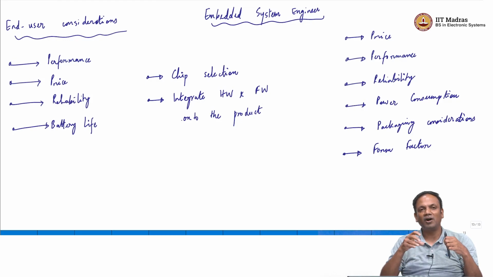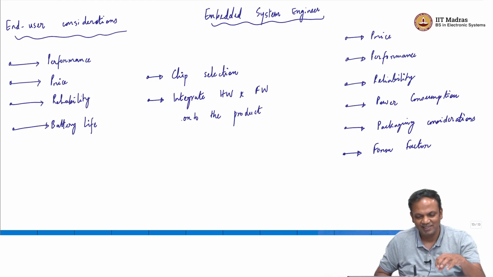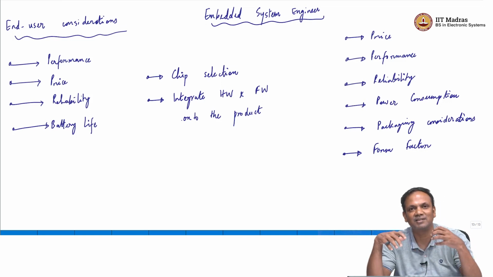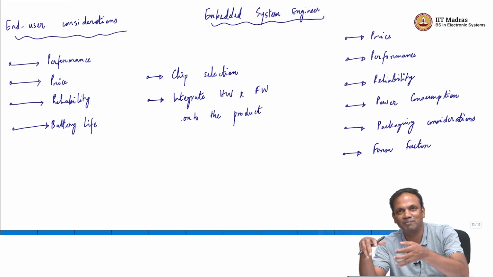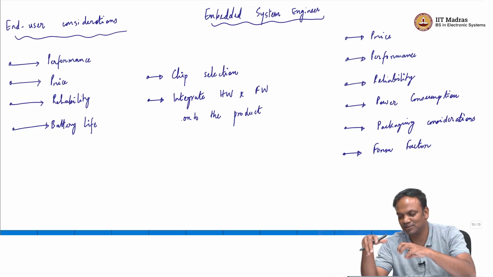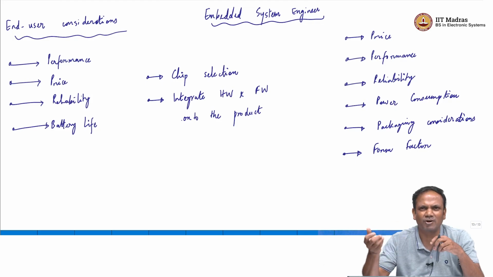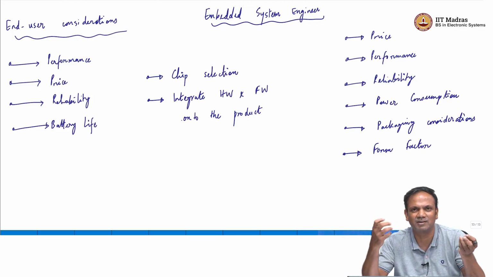So, now what an embedded system engineer does is chip selection, and then he or she integrates hardware or firmware onto the product, and while they do this, they keep in mind that there are these 6 parameters that are important, namely price, performance, reliability, power consumption, packaging considerations, and form factor. Engineering has elements which are exact, but decision making in engineering is almost always a trade-off, where you say, okay, I have different parameters, I have to weigh them and see which is going to give me the best bang for the buck, right.